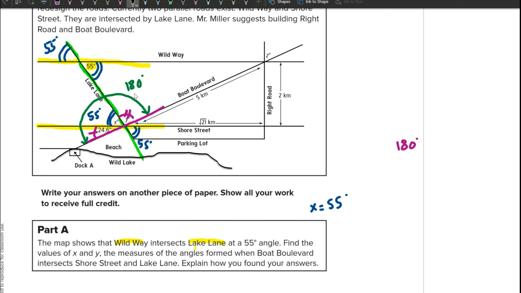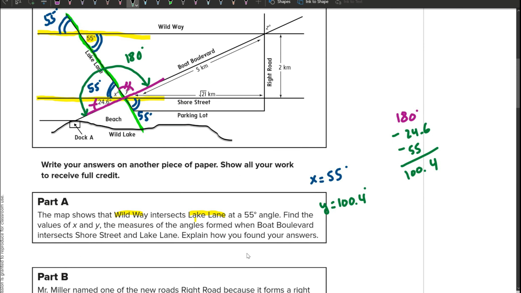So what we're going to do is take away 24.6 and 55 from 180. We're going to subtract them, and you will have the missing angle, which is the y. 180 minus 24.6 minus 55. That will be 100.4 degrees. Yes. So your y value is 100.4 degrees. Alright, if you need more time, please go ahead and pause the video to have some extra time to think about the problem.